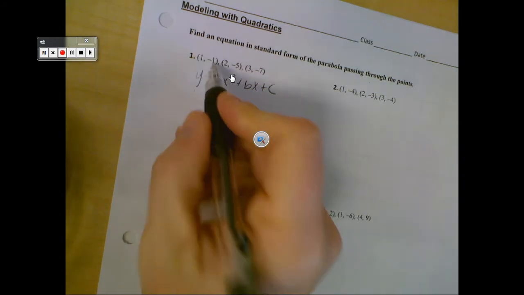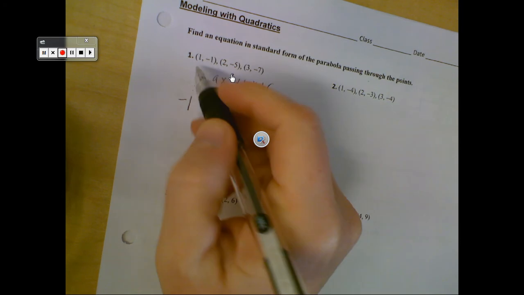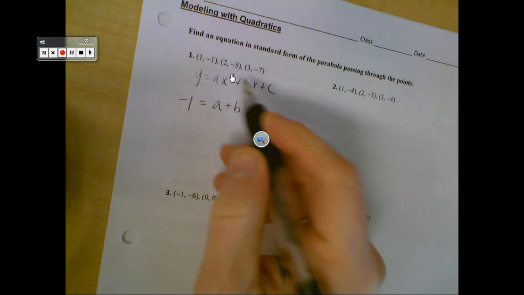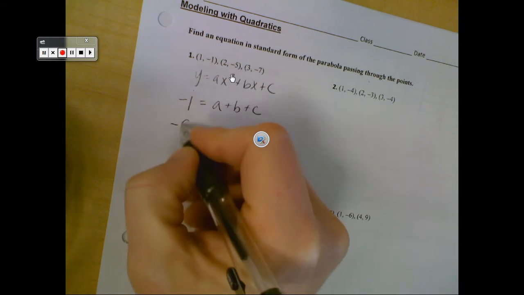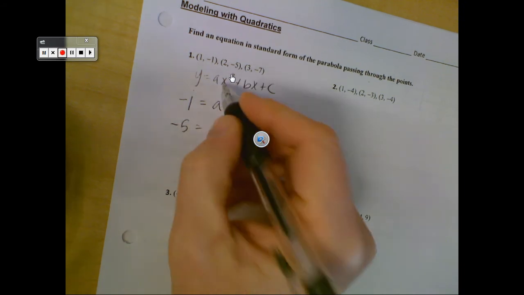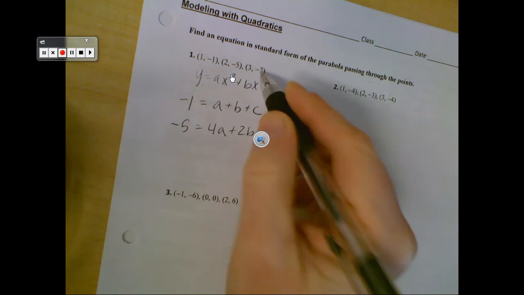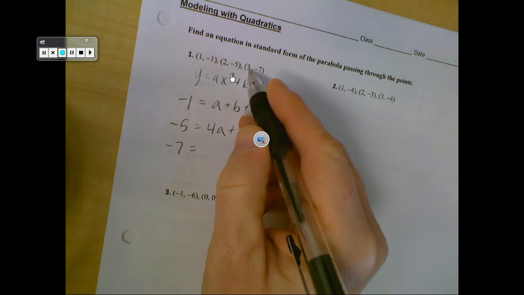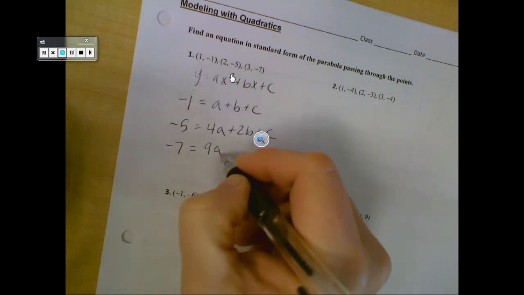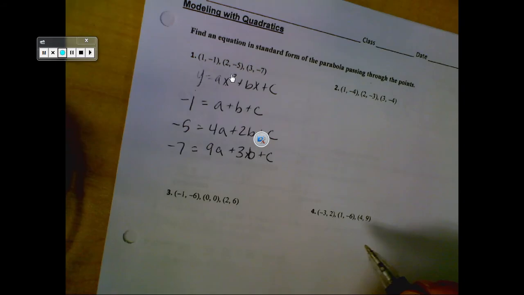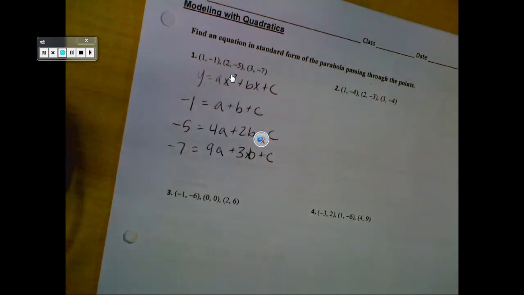So if I put in y here, -1, and then I put in 1 for these two x's, I'll get a plus b plus c. If I put in -5 for y, and then 2 for x, I'll have 4a plus 2b plus c. And then if I put in -7 for y, and 3 for x, I'll have 9a plus 3b plus c. All I did was replace the x's and y's with those x's and y's.